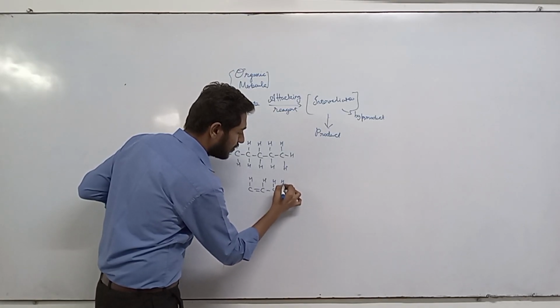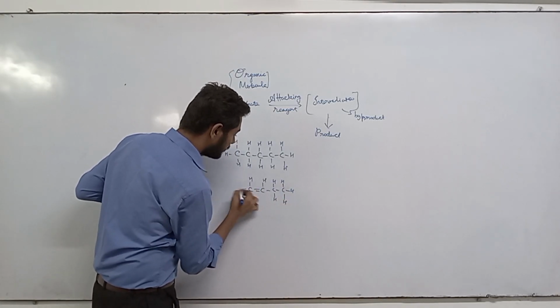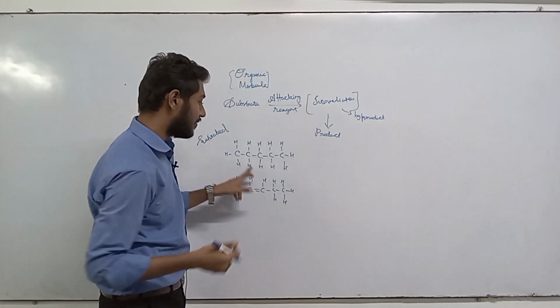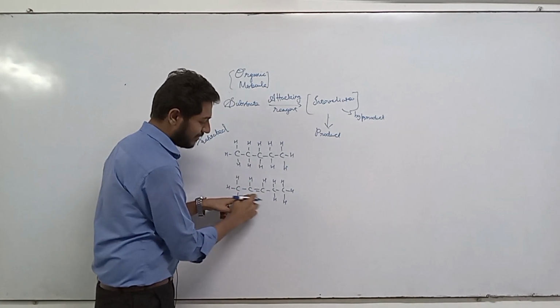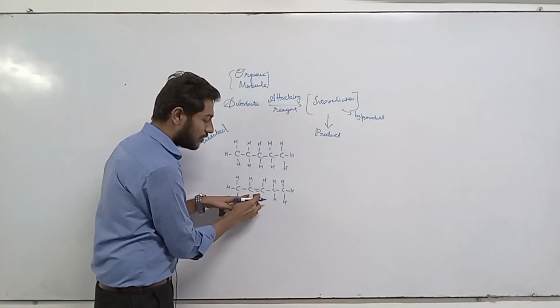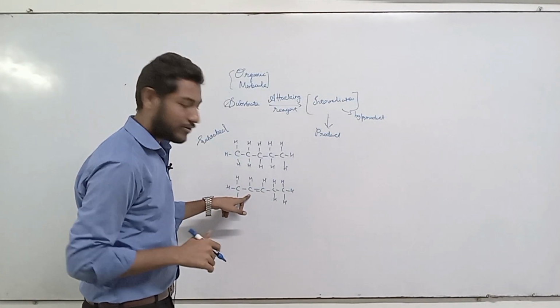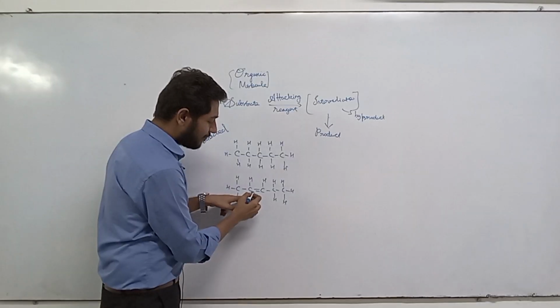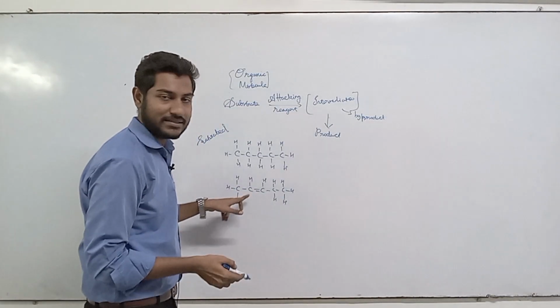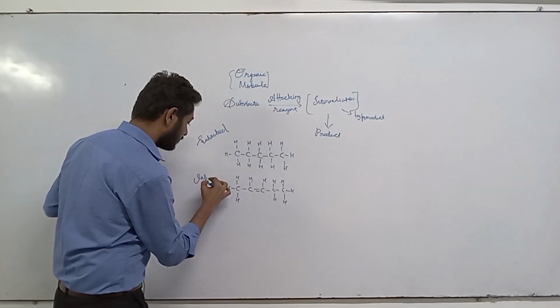Do you understand what a double bond is? This particular carbon has no atom, so the empty p orbital is going to overlap with the carbon atom. So this forms a pi bond. Okay, this is unsaturated.